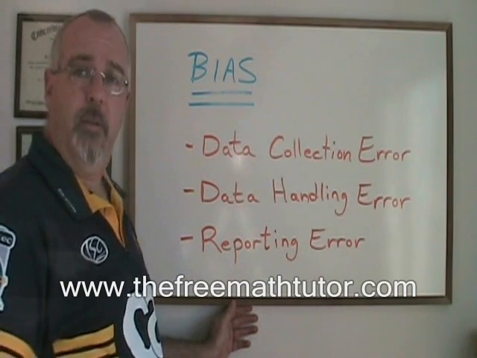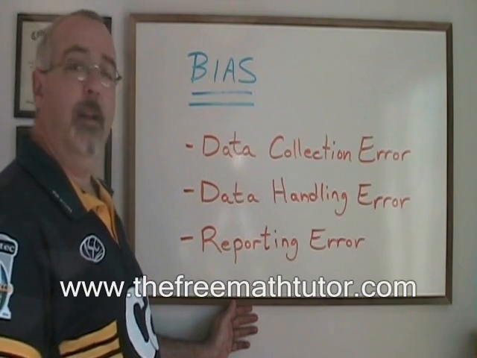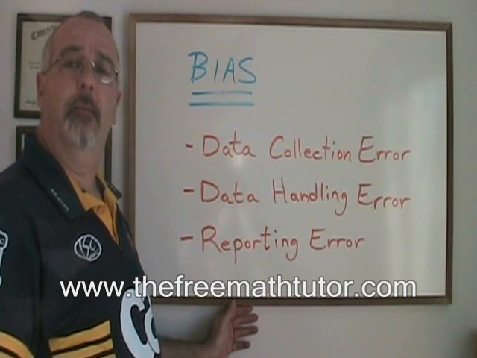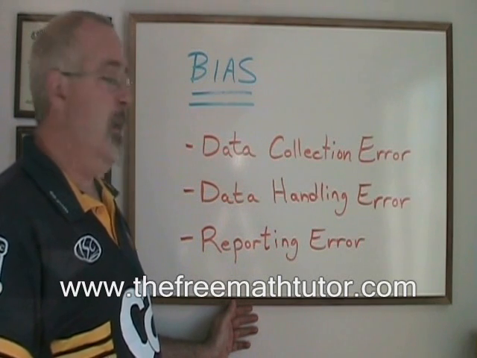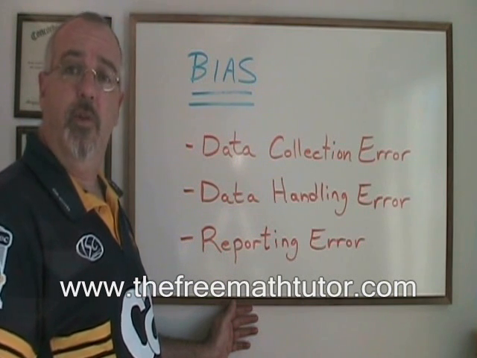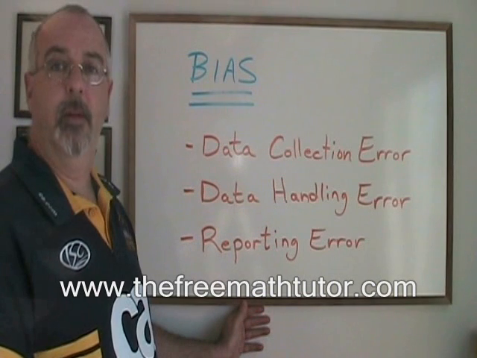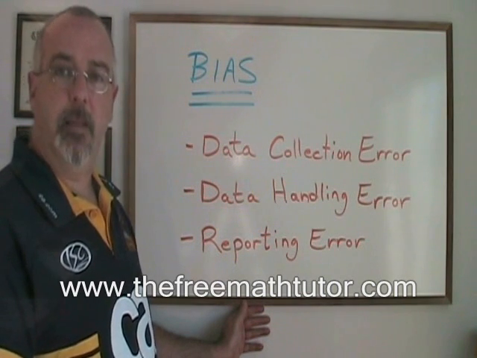There are three main types of error that happen during the conduction of a sample survey that cause bias. Data collection error happens when you make a mistake while collecting the data. Data handling error happens when you are making a mistake while processing the data. And finally, reporting error is when you are reporting something that is not true about the statistical survey's results. Let's look at some specific examples.